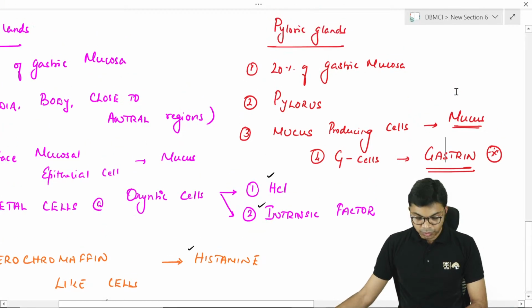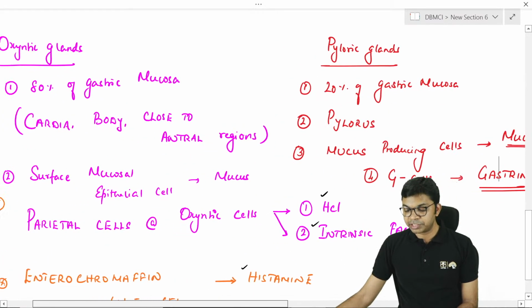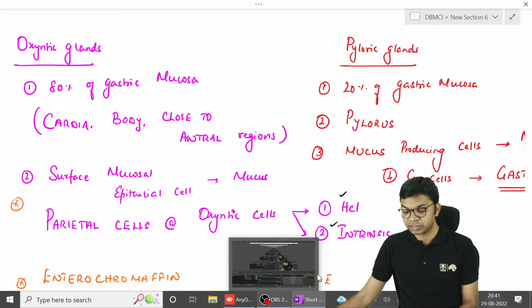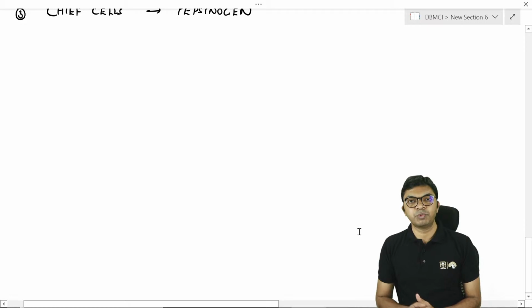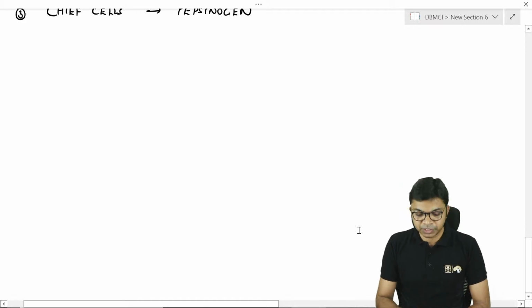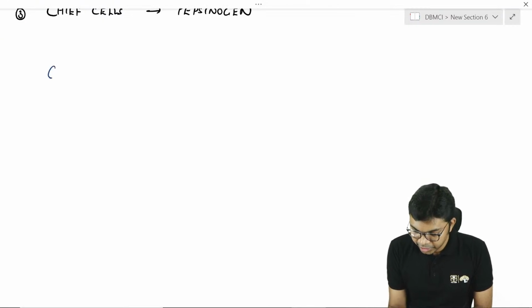So these two, alright doctors, are the first and foremost important points you have to understand when it comes to gastric secretions: oxyntic glands as well as pyloric glands. Now with these basics, let us move on to discuss the mechanism with which gastric acid is secreted. Let's take up the mechanism of gastric acid secretion.